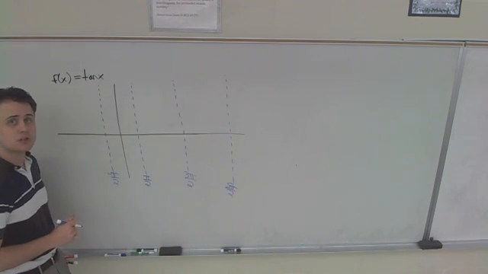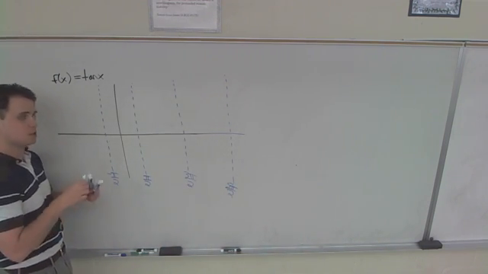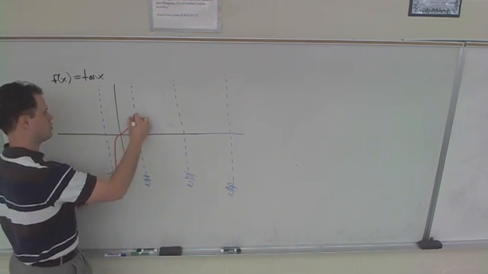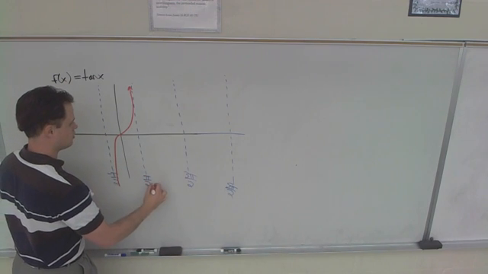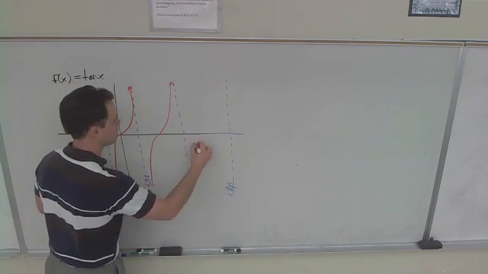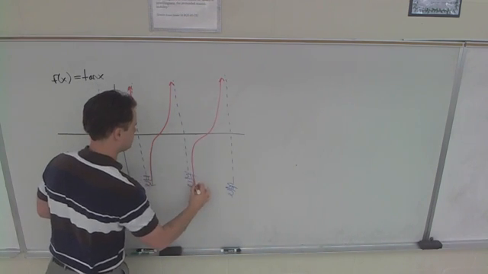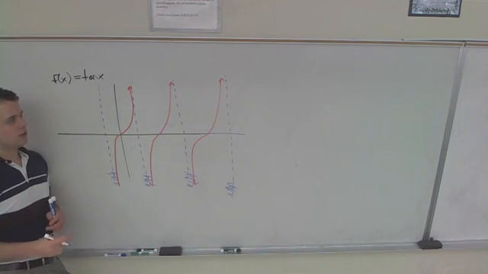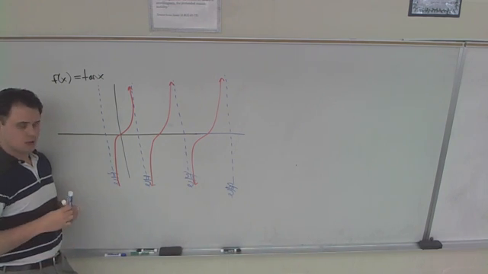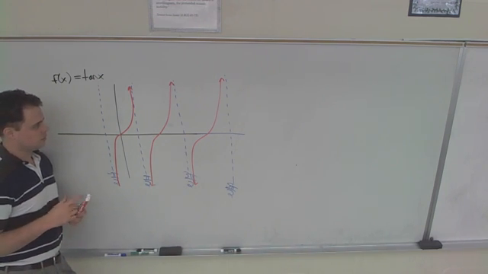Okay, so there's a couple cycles of the tangent. So what's the function actually look like? It looks kind of like this. And it repeats, because these functions are, of course, periodic. Okay, so there's 3 periods or 3 cycles of the tangent function. So let's talk about it a little bit.